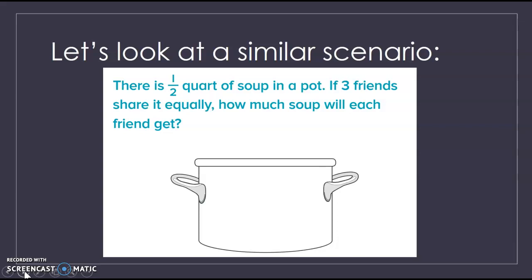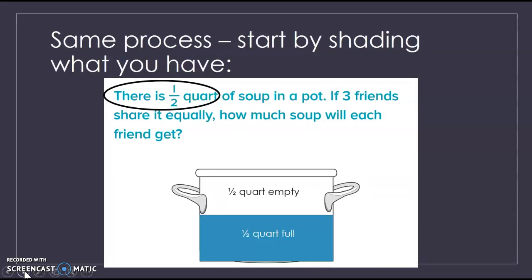3 friends. So I'm going to take my pot of soup, and I'm going to look at it a little bit differently, and I'm going to start with my 1/2. So I have 1/2 a quart that's full, and 1/2 quart that's empty. So I'm thinking now the pot is only worth 1 quart. So there's 1/2 a quart of soup, and I need to split that quart into 3 groups for my friends.